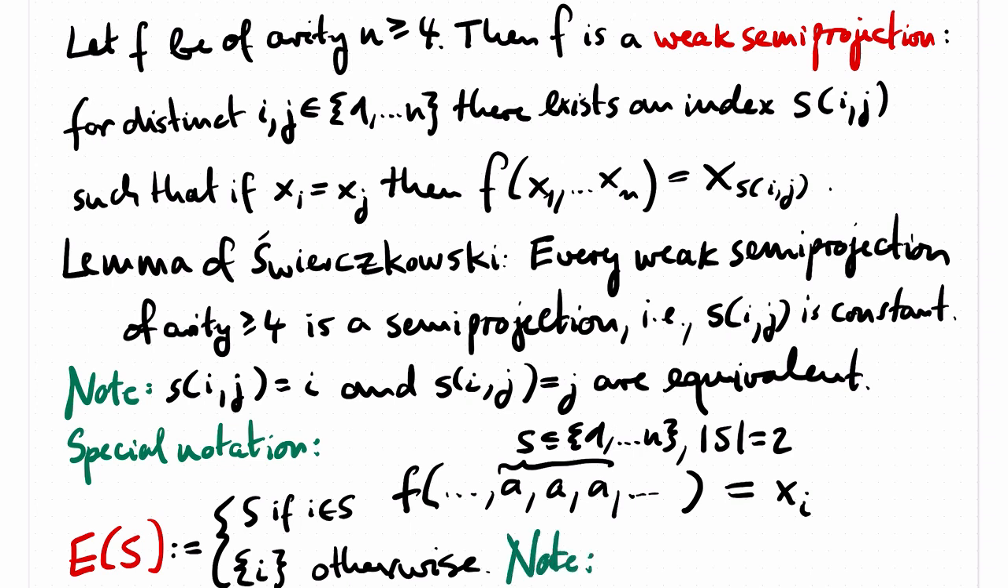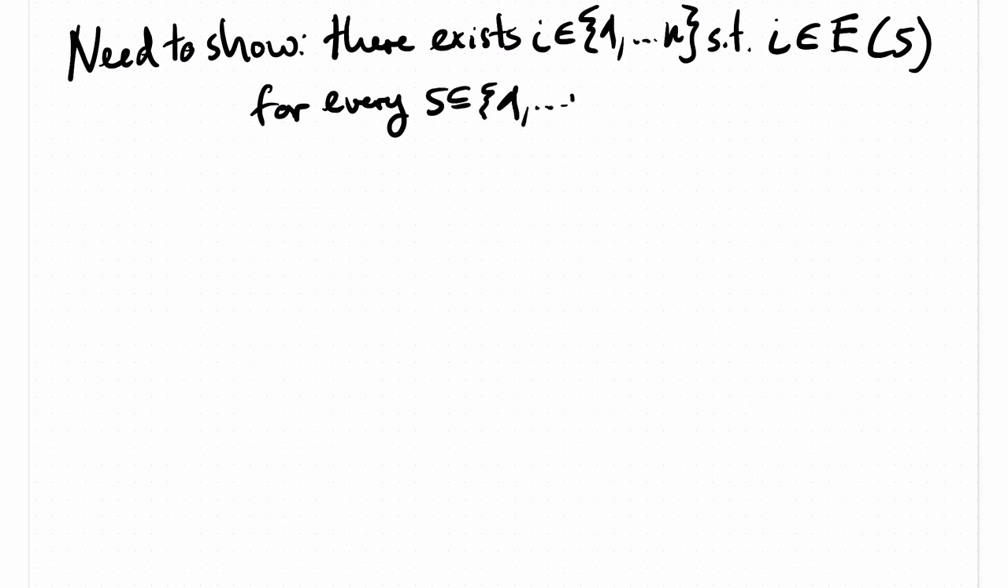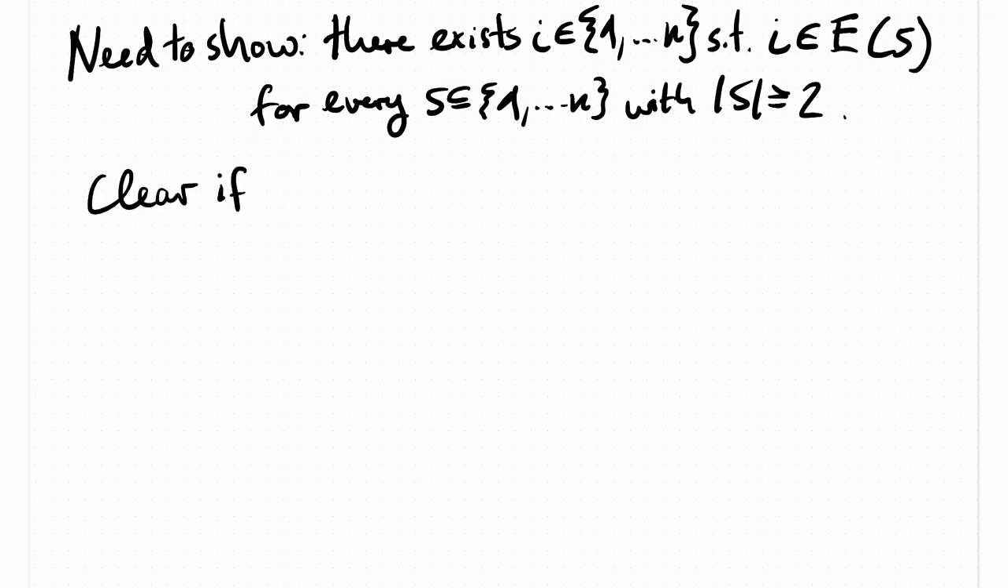Note that E is monotone. That is, if S is a subset of T, then E of S is a subset of E of T. We need to show that there exists an index i that is contained in E of S for every set of indices of size at least 2. Because then f must be a semi-projection. The statement is clear if the domain has only one element.